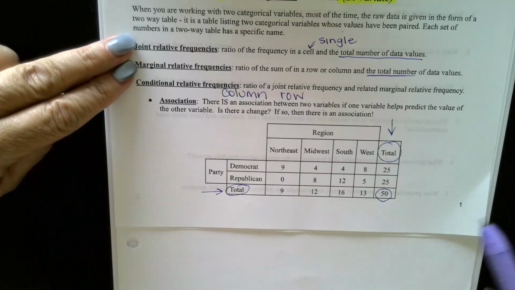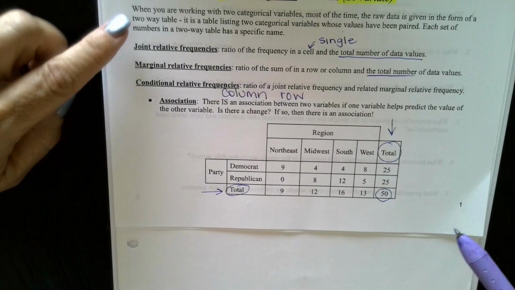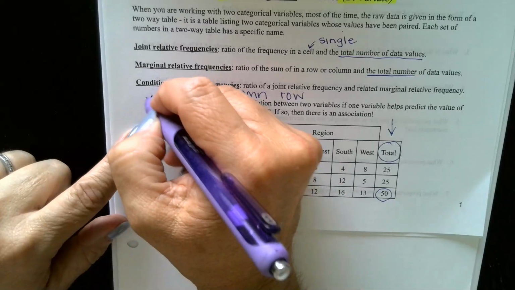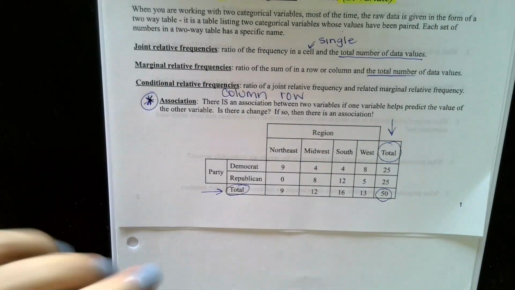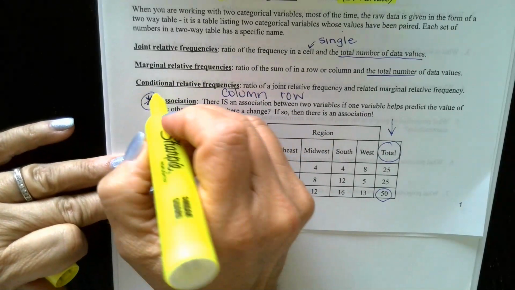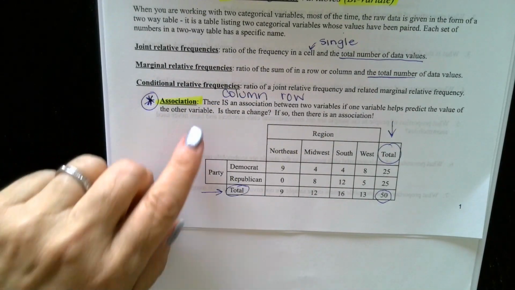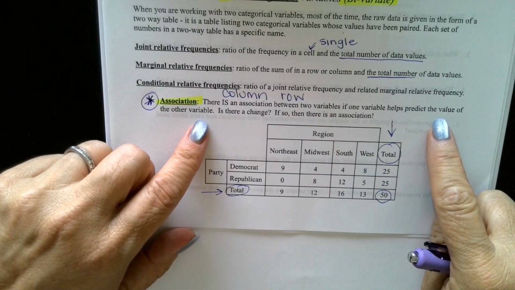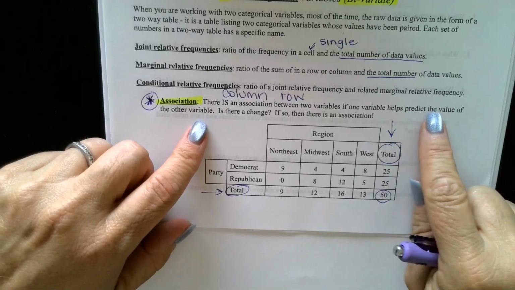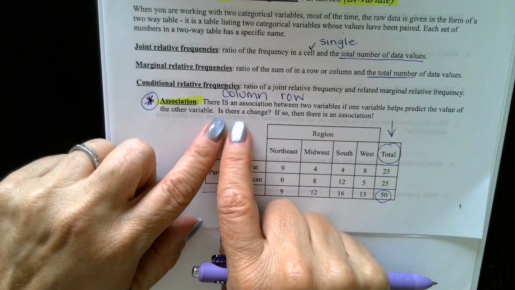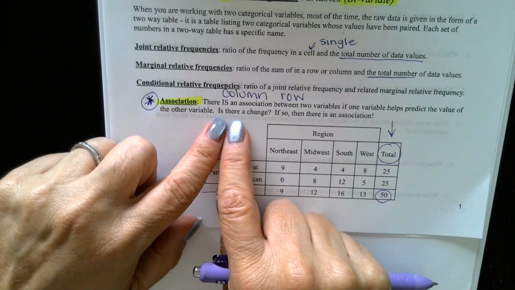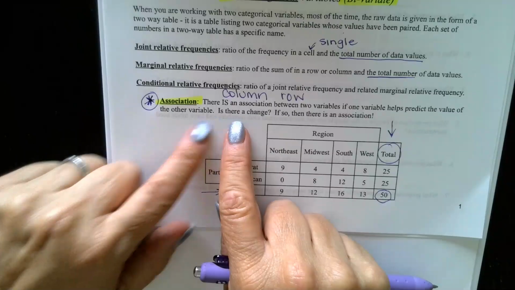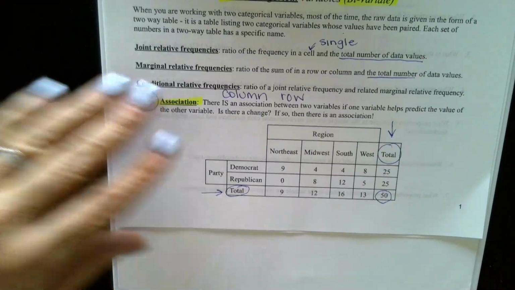And then what's also super important as we look at two categorical data is this point right here. In fact, I'm going to highlight this: association. So just because the data shows us something, does this really mean that this is going to be a predictor of the results that we're looking for? So you have to ask yourself, is there a change in the data? And if there is, then we know there's an association, okay? So let's practice this.